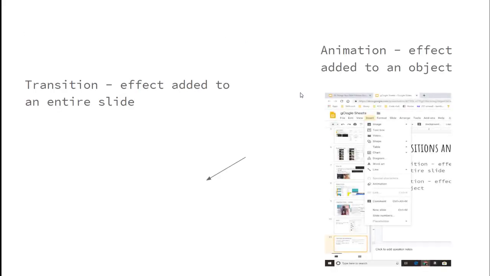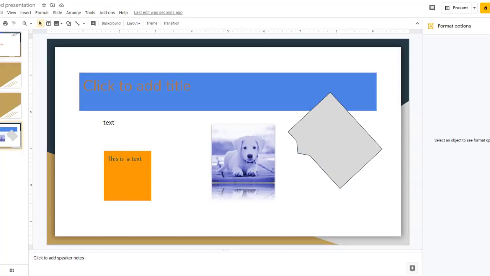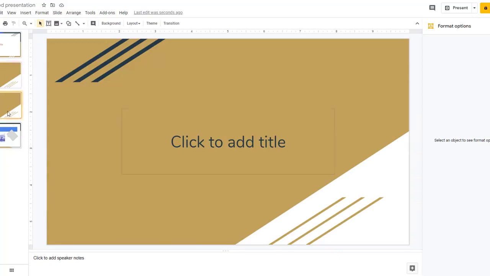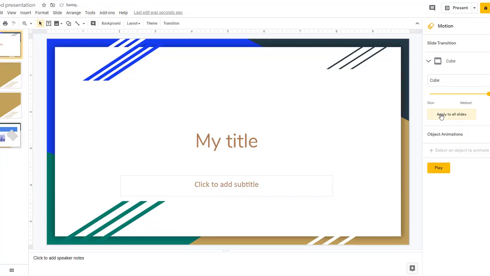Transitions. Our transitions are very nice when you're creating a presentation. I have several slides here, but there's nothing on them, but I can at least show you what the transition looks like. Up at the top, you can click transition, and it gives you this pop down box on the side. You see motion, slide, transition, none, but if you click that none, it gives you the options of transition. So let's do cube, and I'm going to click apply to all slides.